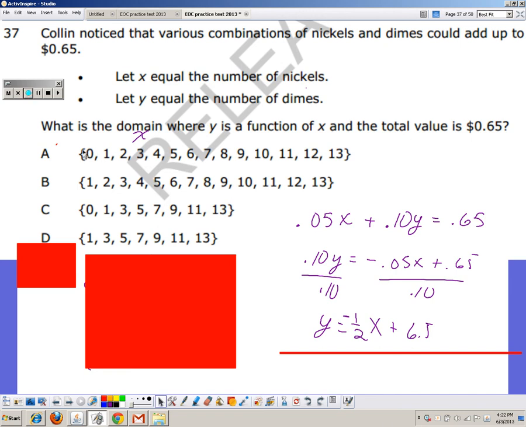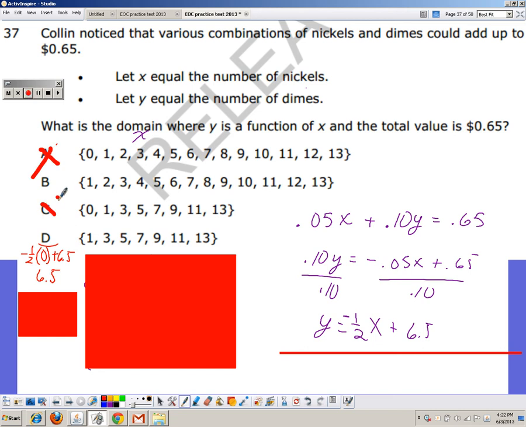First thing we notice is that a couple of the answers have x being 0. So we're going to start with x being 0. If x is 0, we're just going to plug in 0 for our x value in our function. So we got negative 1/2 times 0 plus 6.5. When we do the math, that is 6.5. There is no such thing as 6.5 dimes. So we're going to cross out any that have 0.